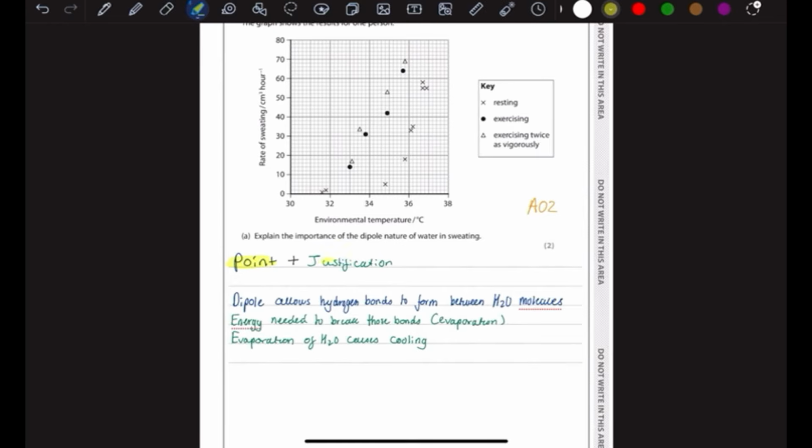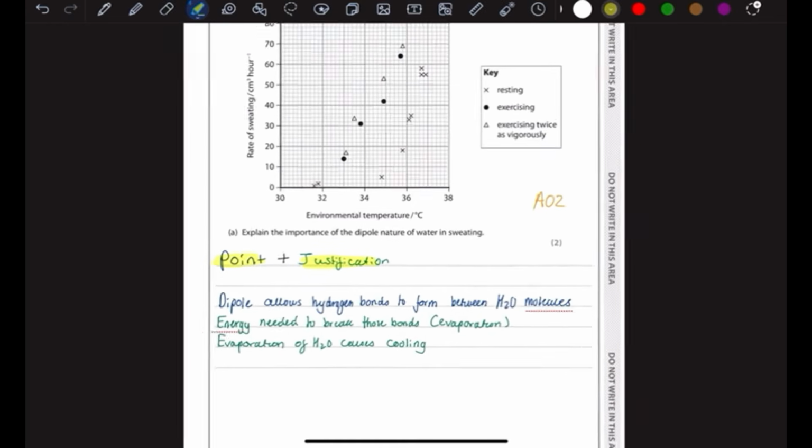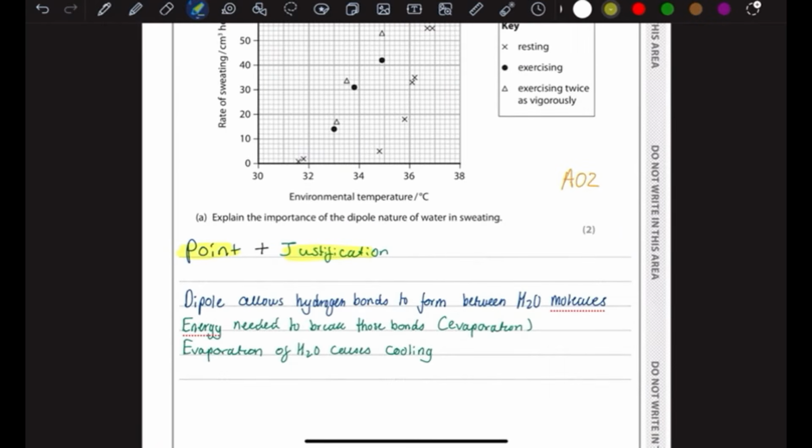So you make your point and then you have to justify it. How have we done that in this example? Point in blue. So we're explaining the importance of dipole nature in sweating. Dipole nature, what kind of is that? Oh, why is it relevant? You're allowed to make hydrogen bonds between water molecules. That's our point. Why is formation of hydrogen bonds relevant to sweating?